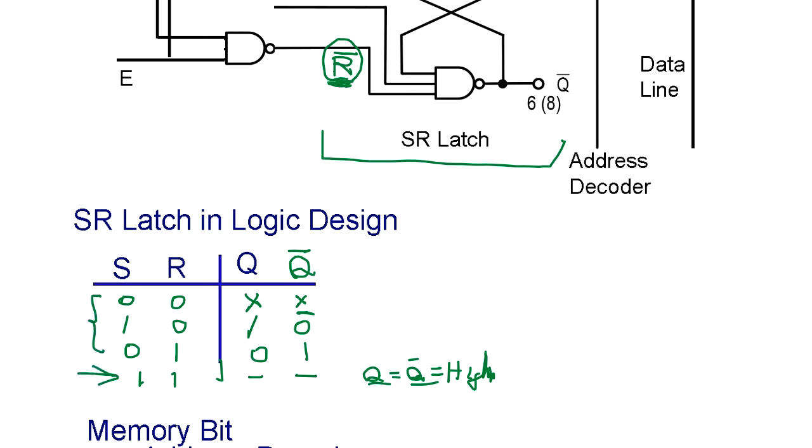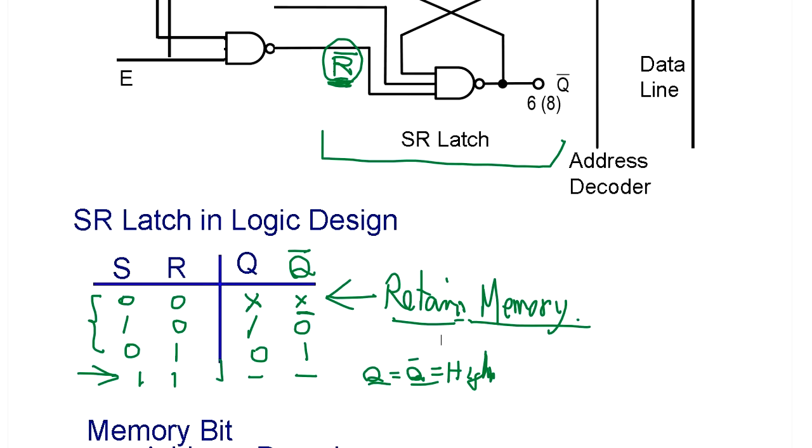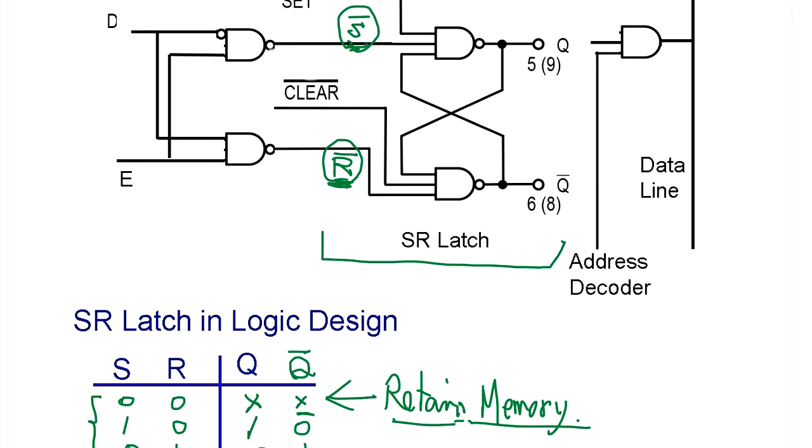So SR latch, either S or R become active or both are inactive, means retain memory. Memory means previous logic state. So as long as SR are low, it holds the previous logic state forever. So whatever retains the memory, it's a memory, right? And before we get into that, we have to talk about the latch.